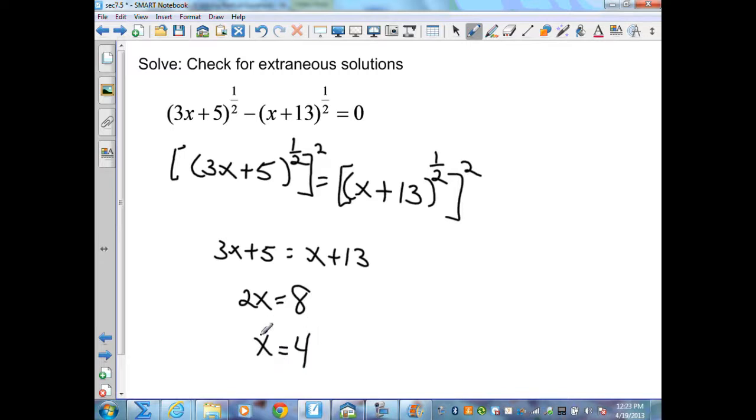Now we have to determine if that's extraneous or not. So we need to substitute back in. 4 times 3 is 12. 12 plus 5 is the square root of 17, or 17 to the 1/2 power, minus 4. 4 plus 13 is 17 to the 1/2 power minus the square root of 17. The square root of 17 minus the square root of 17 is 0. Therefore, that is a solution of our equation.